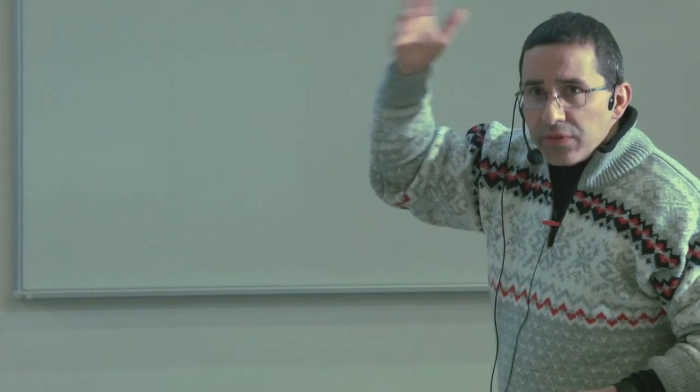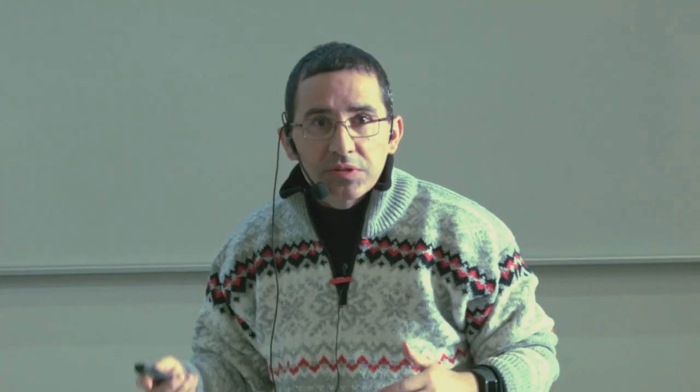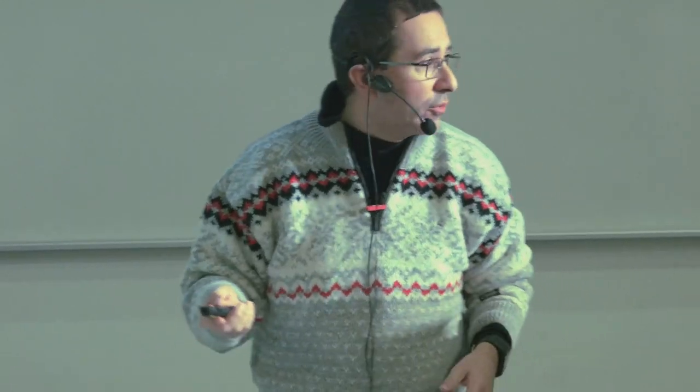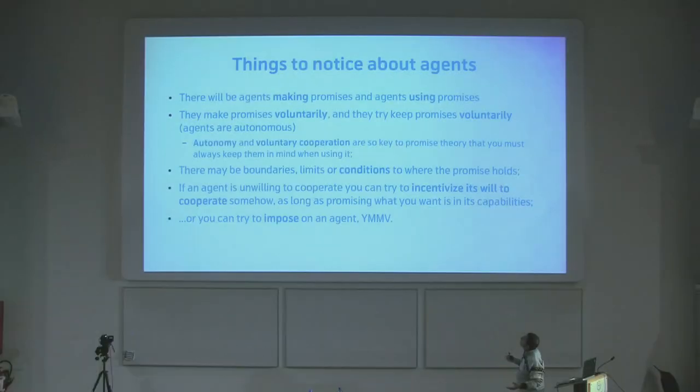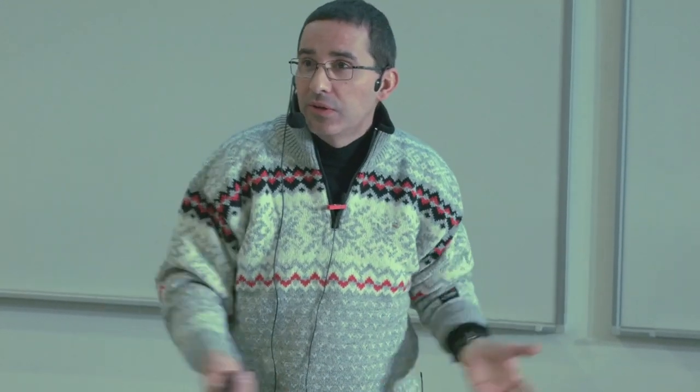Now, if you consider this and you have started thinking in terms of promises, you may have some counterexamples or some analogies. I have baked a few for you. For example, there are agents making promises and agents using promises. If you have only one of the two types, you have nothing. A personal trainer that promises something and nobody uses their service, what is it for? Or if you try to find a personal trainer that helps you to do something and you can't find one, is it so important that you are trying to use a promise of someone else? Not really.